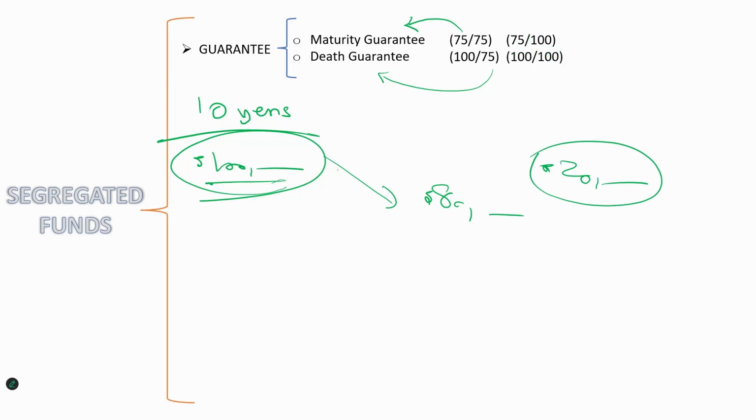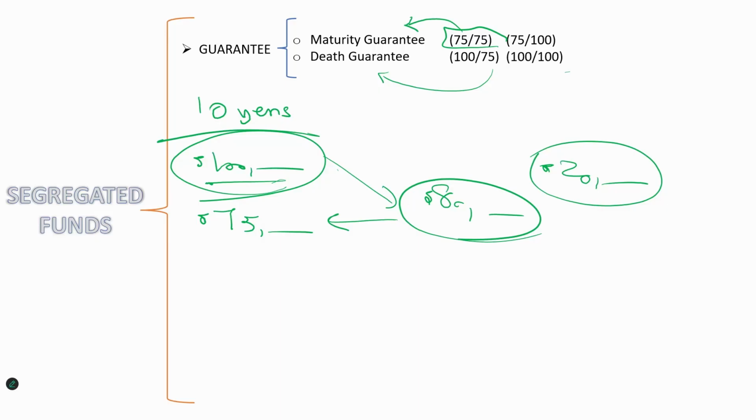If it was 75-75, then the guarantee was only $75,000. The market value is already $80,000. So in this case, the company is not going to be adding anything because the market value is already more than the guarantee. It's not like the company is only going to pay $75,000. They are going to give the market value. So whichever is higher, either the guarantee or the market value.